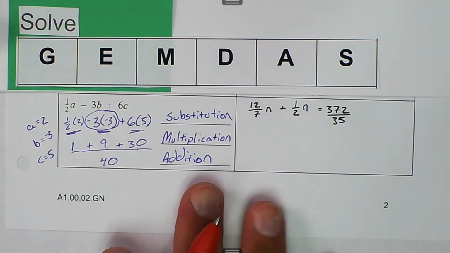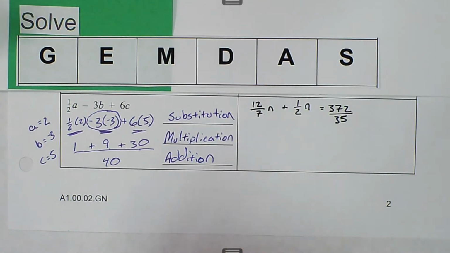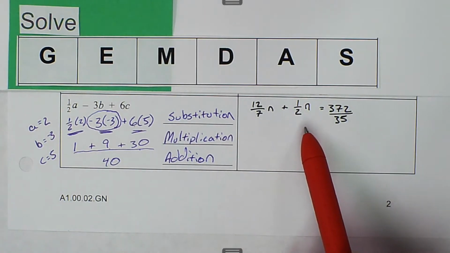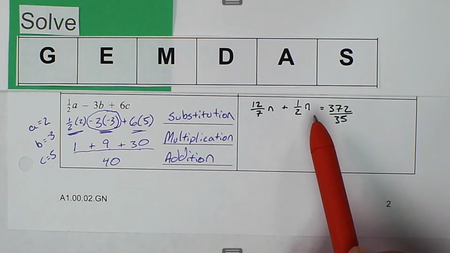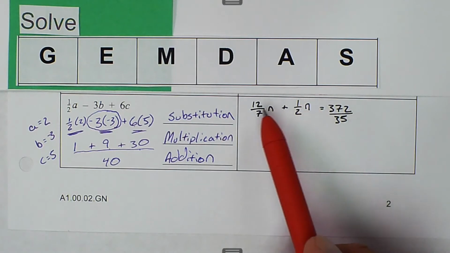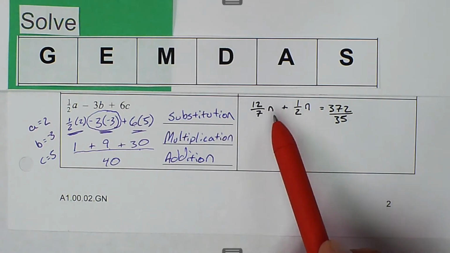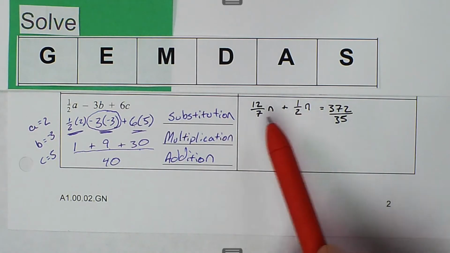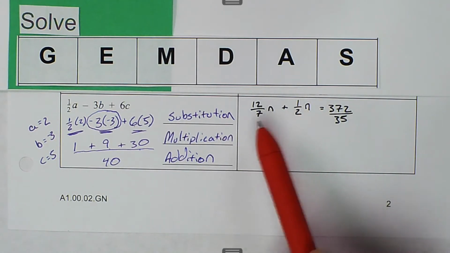Solving equations using GEMDAS, and here we have an example of a bunch of fractions. The nice thing is both fractions have the same variable, so they both have n. So if the fractions are the same, then we can add these two terms together.